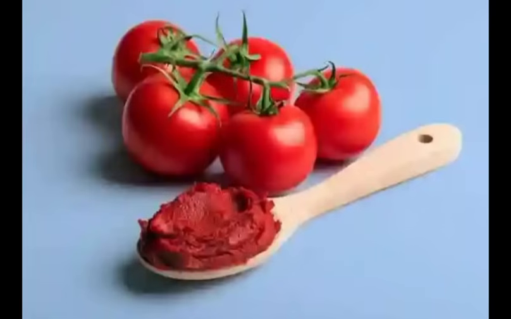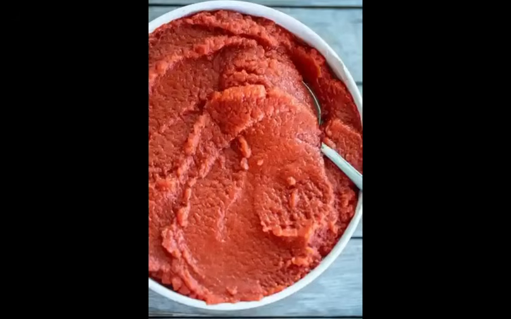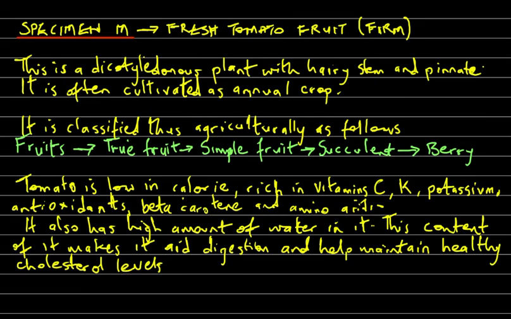And so that takes us to the next specimen, specimen M. Specimen M is fresh tomato fruit now. We have talked about the paste of the tomato fruit.